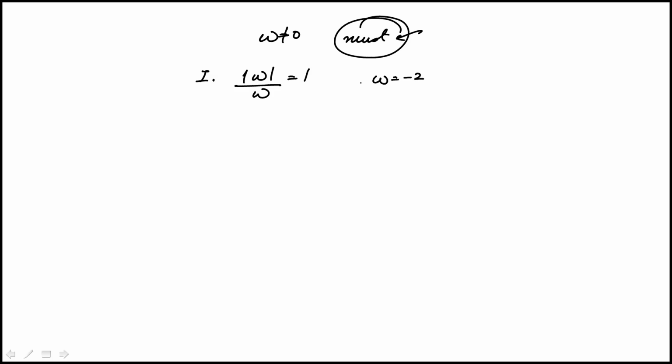So here we're told that W is not equal to 0, and the question is which of the following must be true. Must be true means you can also negate those by picking an example that doesn't satisfy the given condition. So here, for example, if we pick a negative number, this becomes absolute value of minus 2 over minus 2, which is 2 over minus 2, which is minus 1. It's not equal to 1.